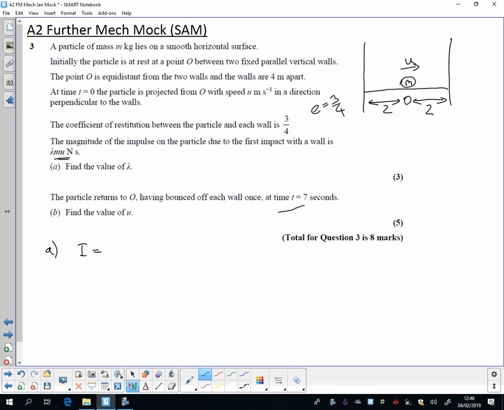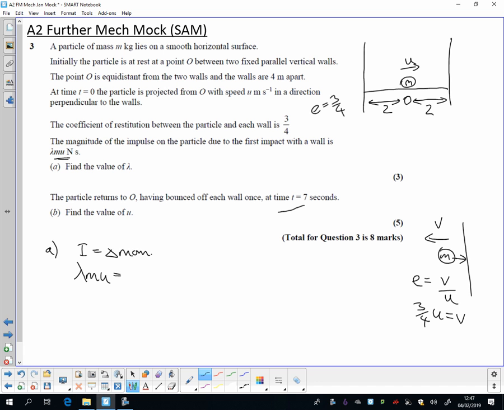Okay, so impulse is change in momentum. So we've been given the impulse. What's our change in momentum going to be? So let's have a look. It's going to hit the wall like that. We know that the coefficient of restitution is the speed of separation, if I say after it hits it speeds v, over speed of approach. So we know 3/4 u is v.